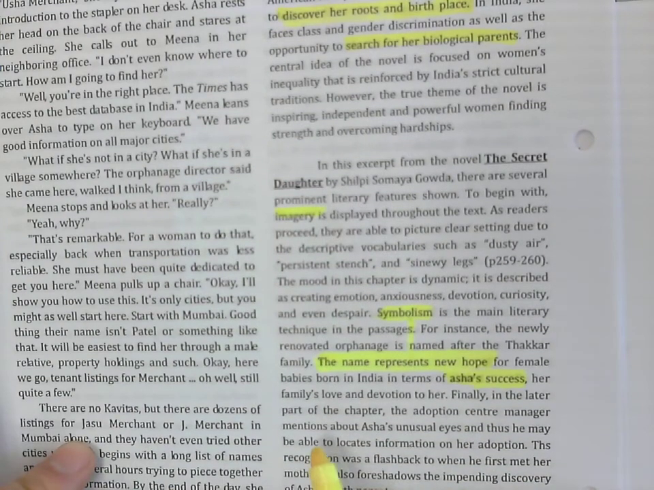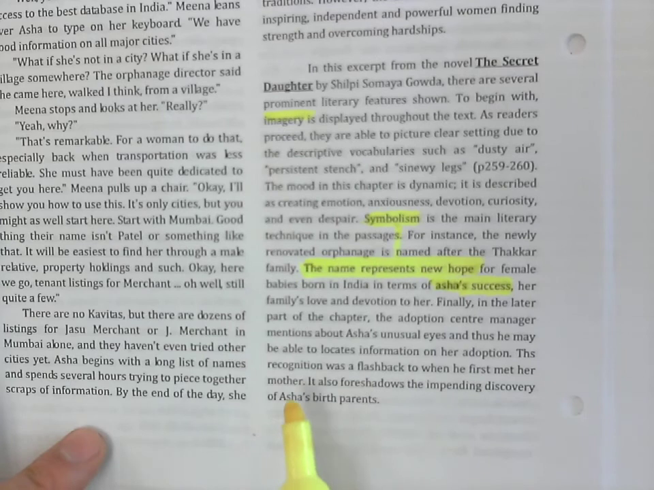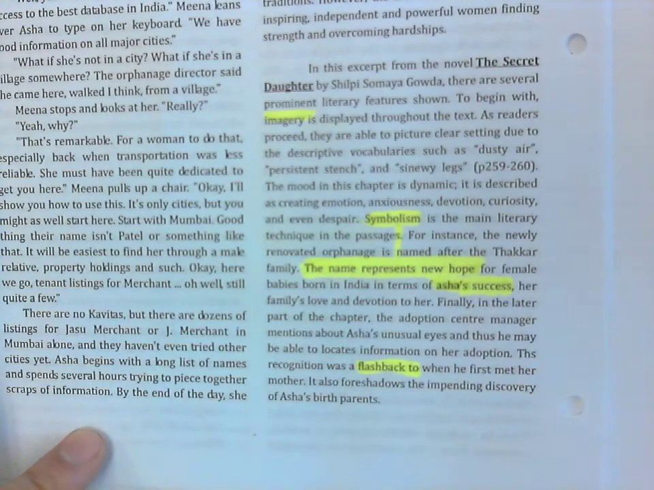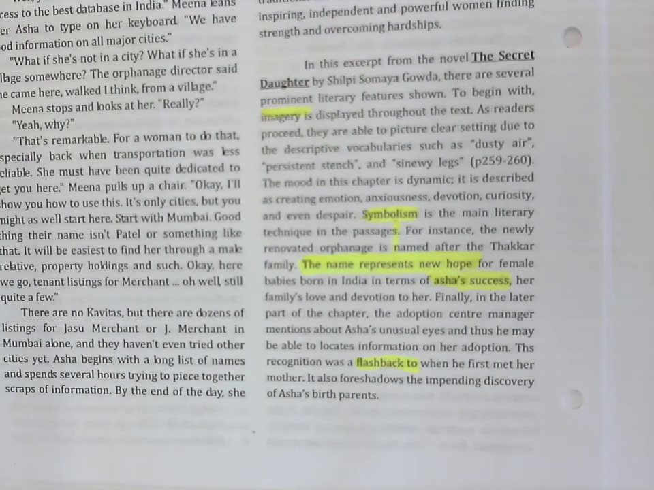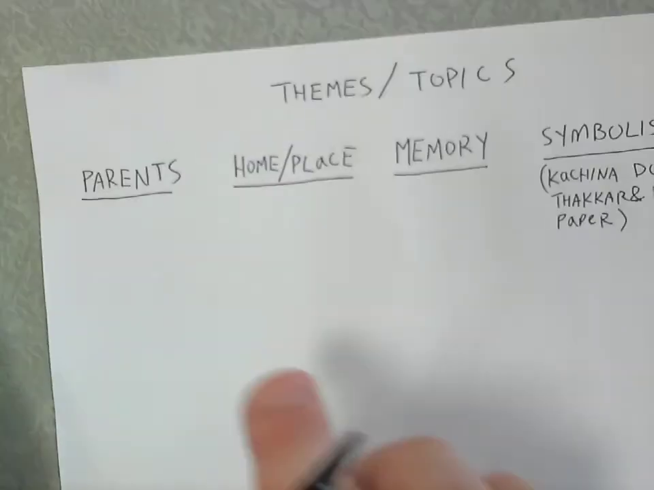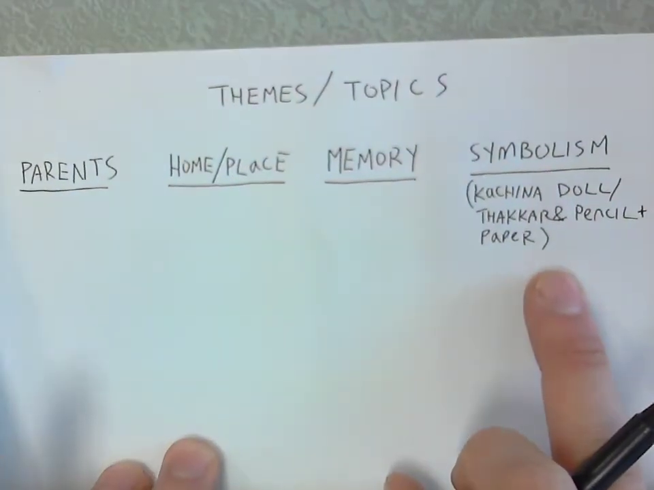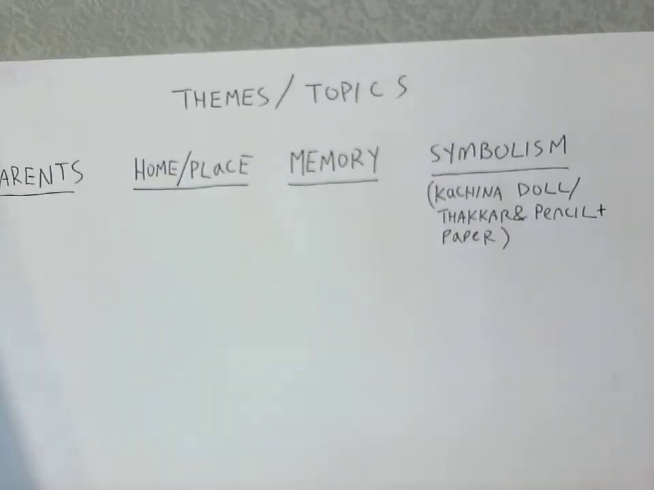So finally, in the later part of the chapter, the adoption center manager mentions Asha's unusual eyes, and thus he may be able to locate information on her adoption. This recognition was a flashback to when he first met her mother. It also foreshadows the impending discovery of Asha's birth parents. So again, we have memory. So we've got parents, home, place, memory, and symbolism in both of these excerpts. And also I'm going to add one more thing to that.